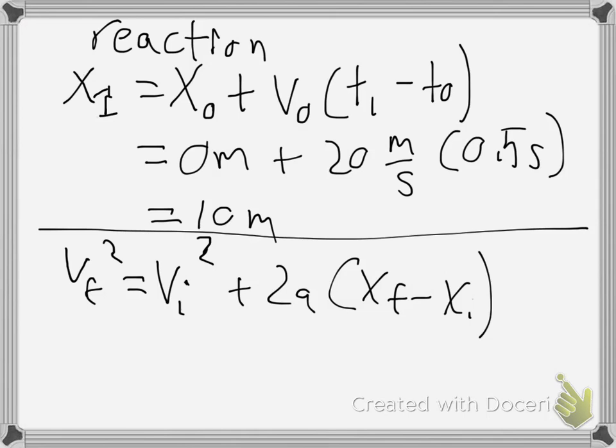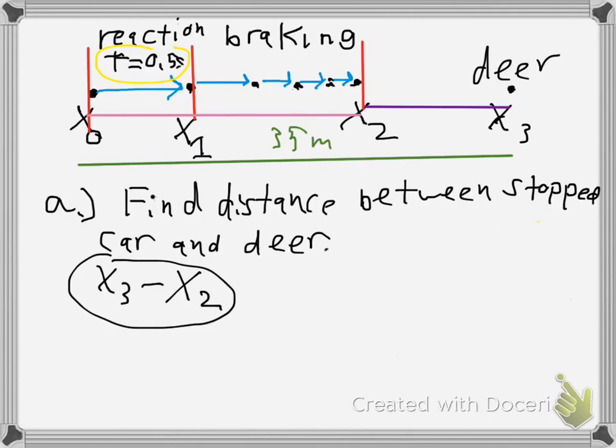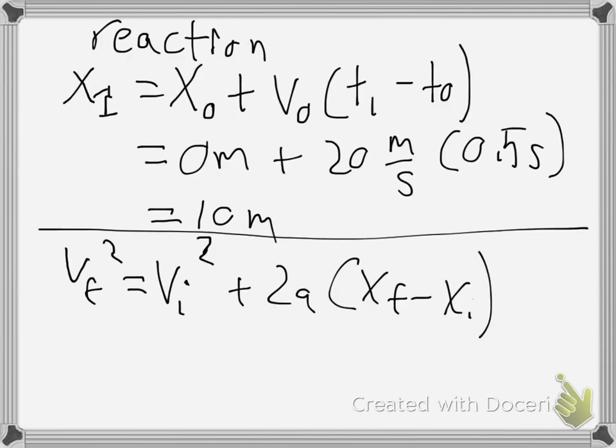So in particular, with this equation, we're going to be considering the velocity of the car at x2, which should be 0, and its maximum velocity, which would be its initial velocity, which should be 20 meters per second. We know the acceleration is going to be minus 10. And then the final position is going to be x2, and the initial position would be x1.